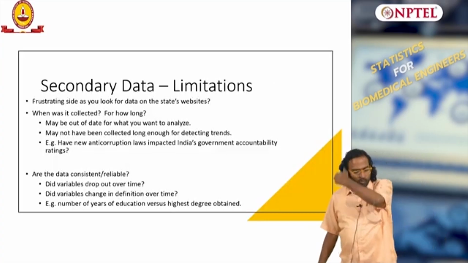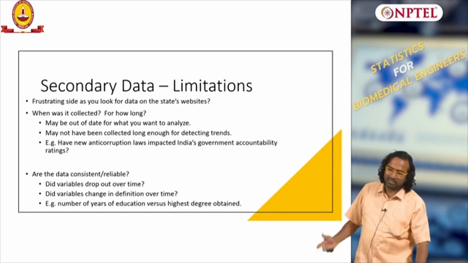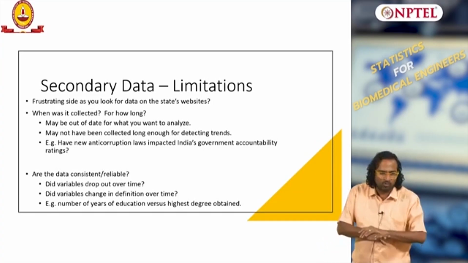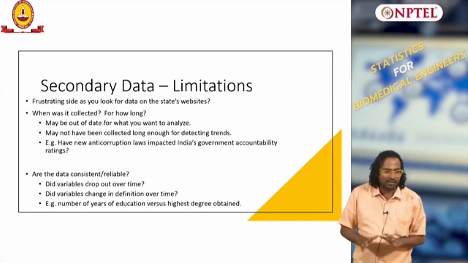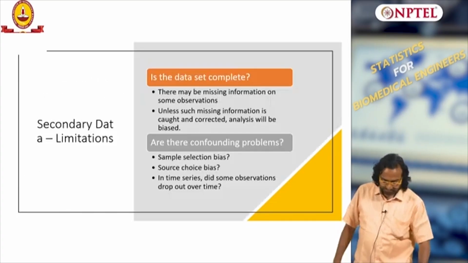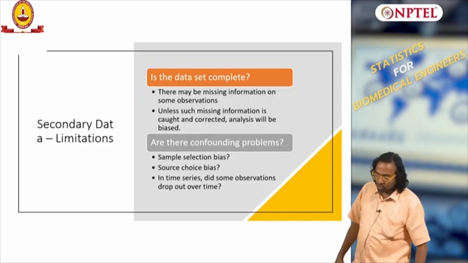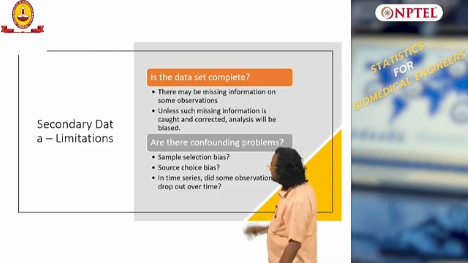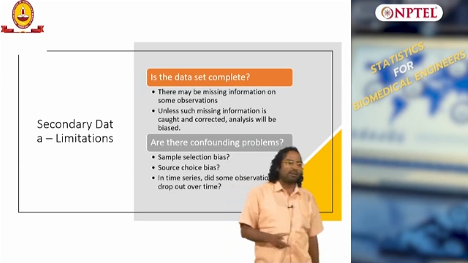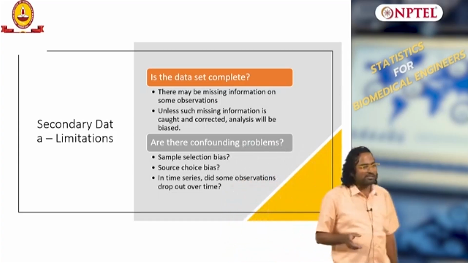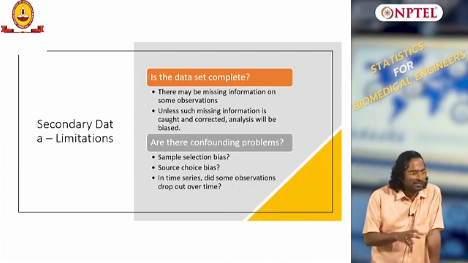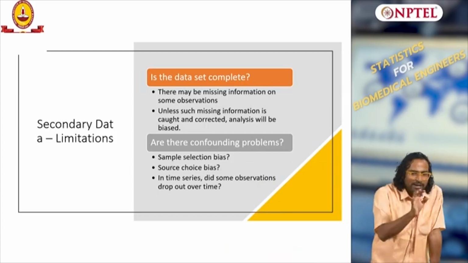Limitations, I have told you what the limitations are, when it was collected, how long. You literally do not have a hold of the data, you just have to take whatever is there. So some of the interesting problems with secondary data are confounding effects. There might be many variables in your experiment and study, and they would have only played with a few variables.